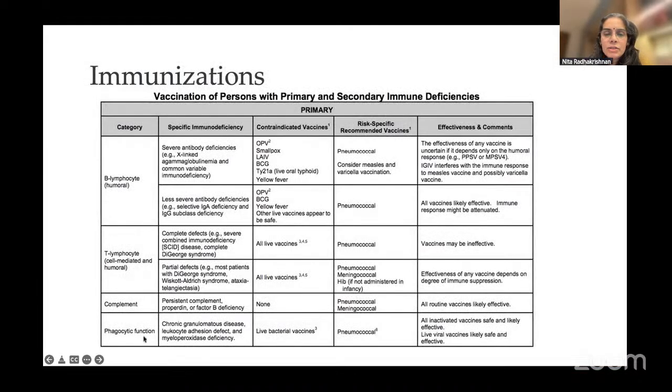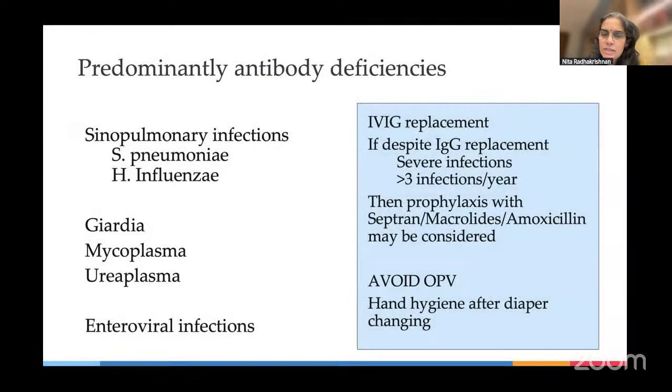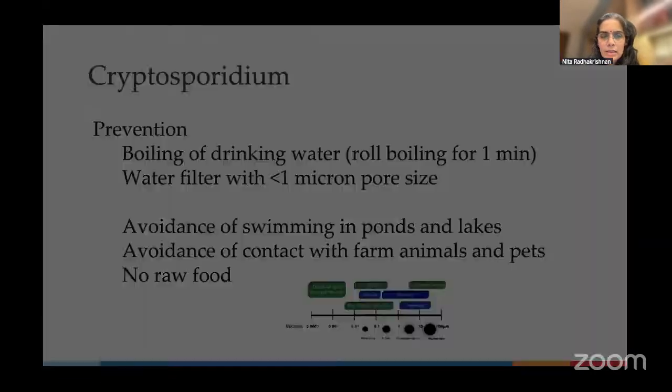And in immunization, based on the type of immune defect, the guidance is again freely accessible. You can just look up what is contraindicated and what should be given to these patients. So with that, I think I'll stop.